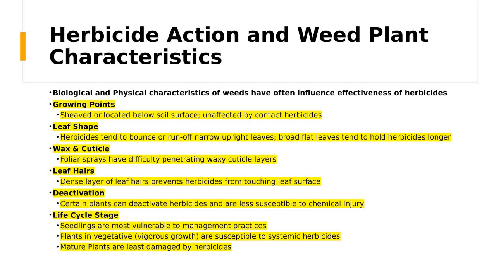Some plants can deactivate herbicides. How wild is that, right? They just have this ability to deactivate an herbicide. Crazy. But it makes them less susceptible to chemical injury, obviously. And then we have life cycles, right? Seedlings are the most vulnerable to management practices. Plants in vigorous growth state are most susceptible to systemic herbicides or herbicides in general. And mature plants are least damaged by herbicides because they're not moving nutrients or water. It makes it really, really difficult to kill them when there's no movement in the plant.